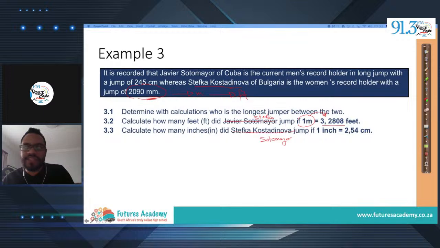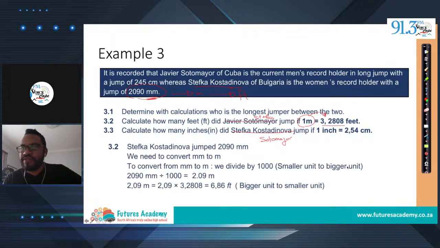A smaller unit to a larger unit, which is meters. From smaller to larger, I must divide, right? And then once I have how many meters it is, I'm going from meters to feet. But a meter is larger than a foot. So larger to smaller means I must multiply. So here's your solution for that.